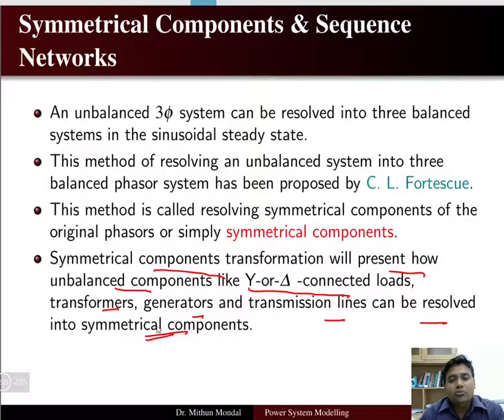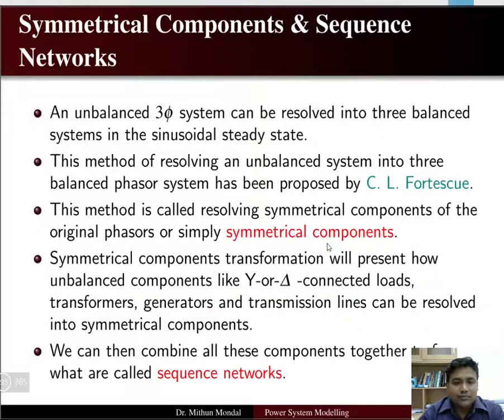So for the different components of the power system, whether it is a transformer, load, generator or transmission line, if there is an unbalancing, then through symmetrical components we can convert them into a balanced network. Then we can combine these components together to form what is known as the sequence network. In this lecture, we'll focus on the symmetrical components, and in the next lecture, we'll go for the sequence network. So what is a symmetrical component?